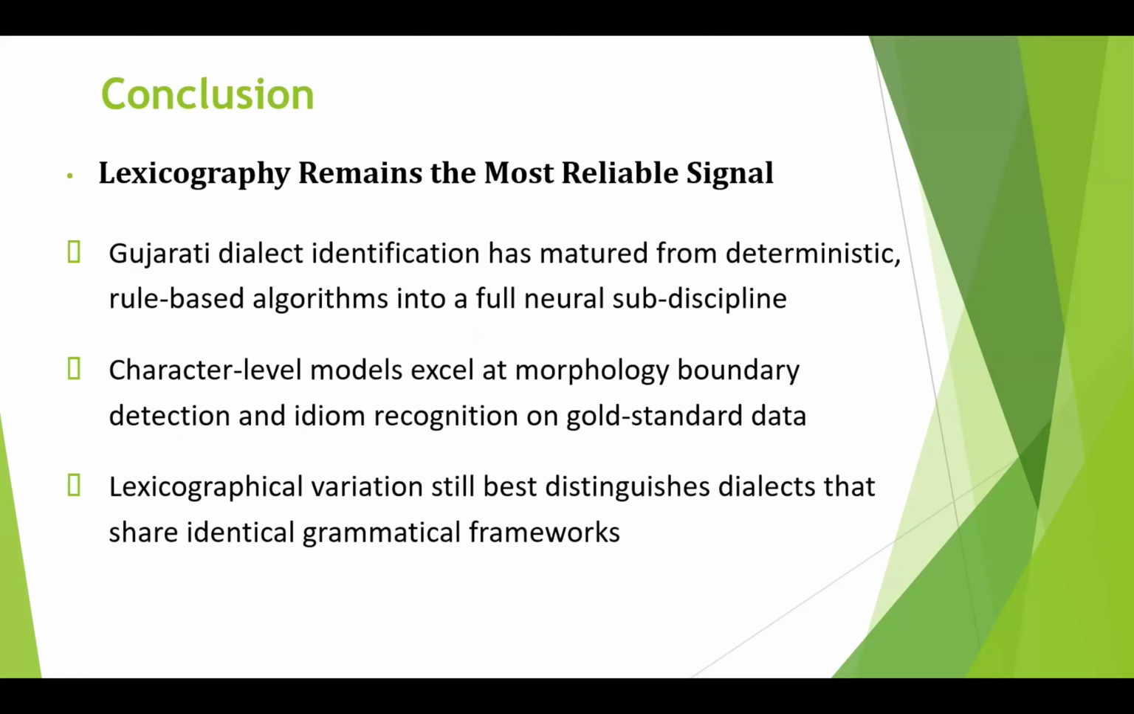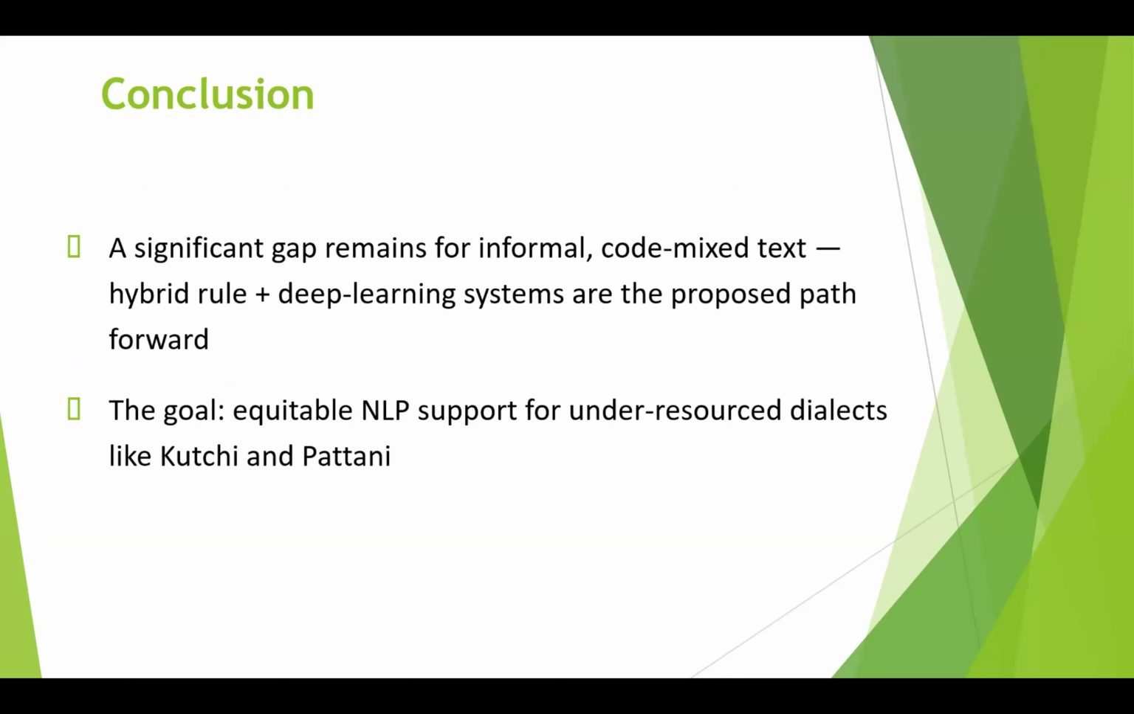So here we come to the conclusion. To bring this together, Gujarati dialect identification has matured from a deterministic rule-based algorithm into a genuine neural subdiscipline. Character level models excel at morphology boundary detection and idiom recognition on gold standard data. But the core finding I want you to leave with is this: lexicographical variation remains the most reliable signal for distinguishing dialects that share nearly identical grammatical frameworks. That said, a significant gap remains for informal code mixed text, and closing it will require hybrid rule-based plus deep learning systems, which is the path forward we are proposing. Ultimately, the goal is equitable NLP support for under-resourced dialects like Kutchi and Patni.